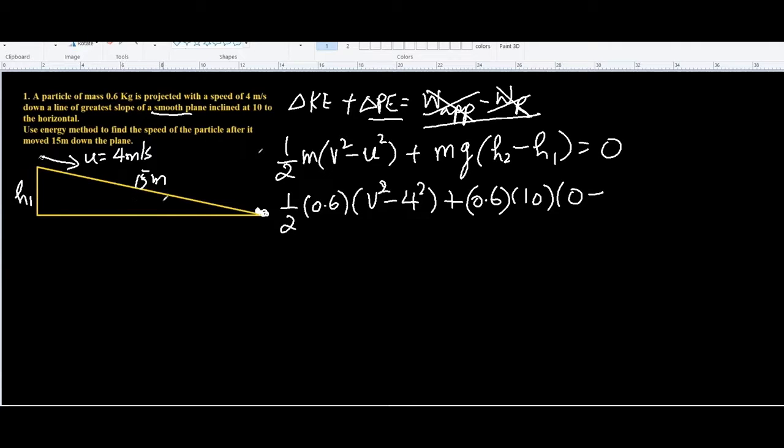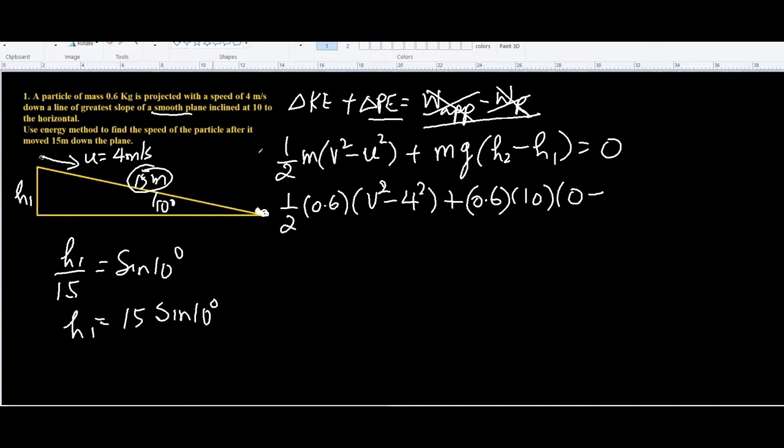Let's try to find it out. We know this angle is 10 degrees and this length is 15 meters. So we can write h1 over 15 equals sine 10 degrees, opposite over hypotenuse, right? So h1 becomes 15 sine 10 degrees. Alright, so we write here 15 sine 10 degrees equals 0. Half and 0.6 combine, which gives us 0.3.